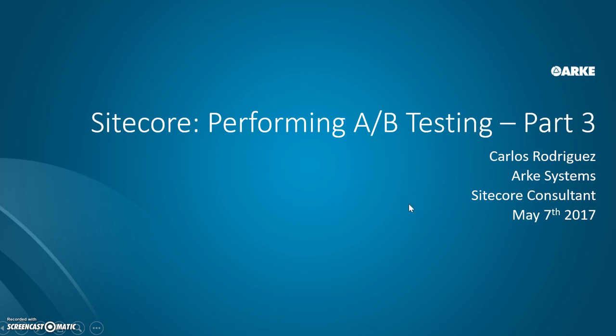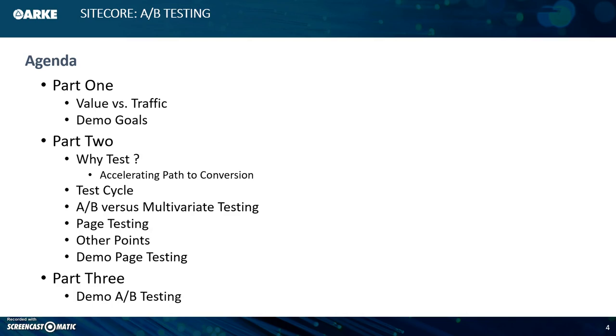So what I'm going to do now is dive right into the agenda. This is a three-part series. If I need more time, I will create a part 4, but we'll see. In part 1, I talked about value versus traffic, because it's not enough just to recognize the traffic coming to your site. You've got to know what they're doing, and goals is one way of tracking the activity they're participating in. In other words, it's more important that they actually carry out what you want them to do than just show up to the site. If you want more information about Sitecore's take on that, please watch the part 1 video.